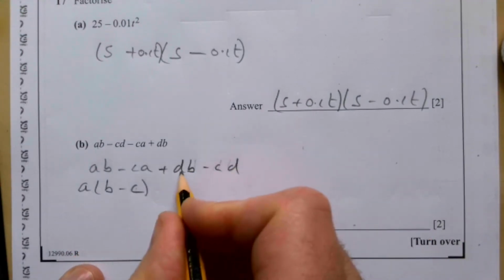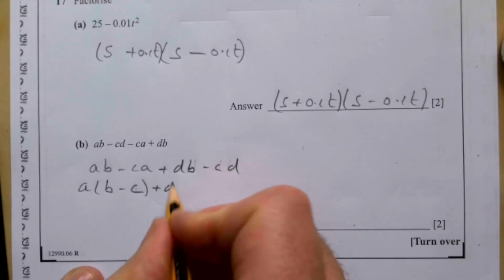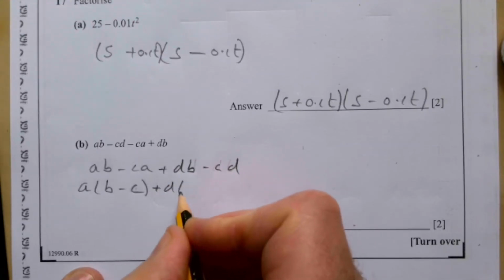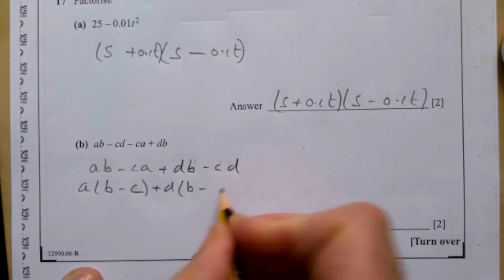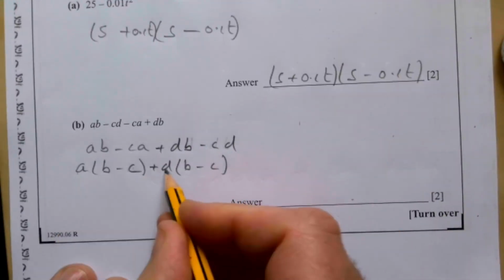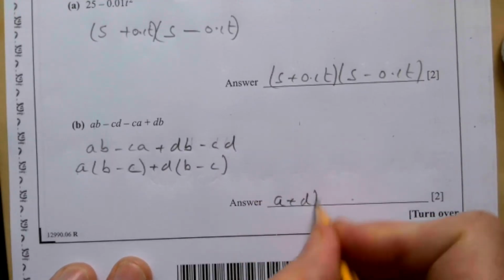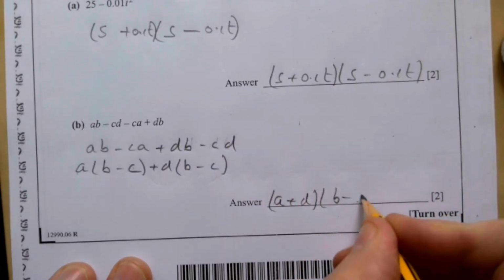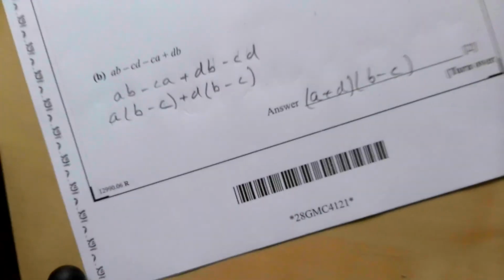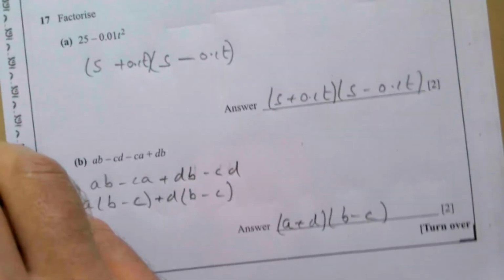So we're then going to go plus D upon B minus C. So those factors are then the same. So one of my brackets is A plus D, one of my brackets is B minus C. A plus D, and then B minus C. Sorry, I just had the camera there.